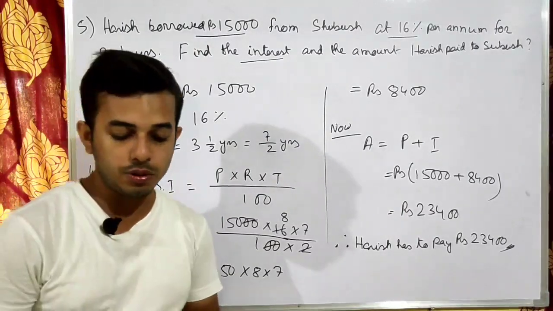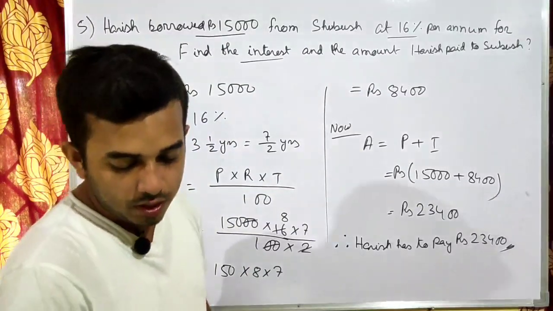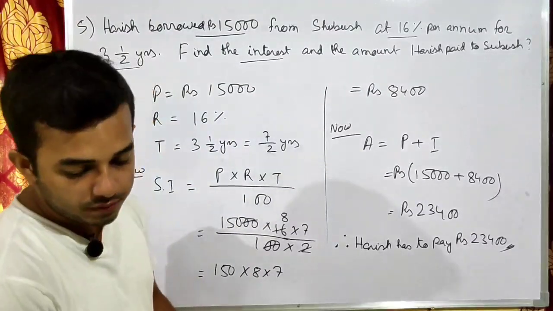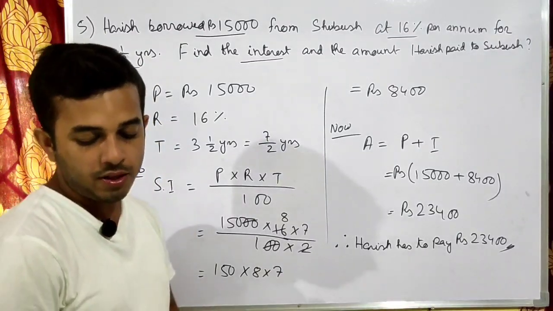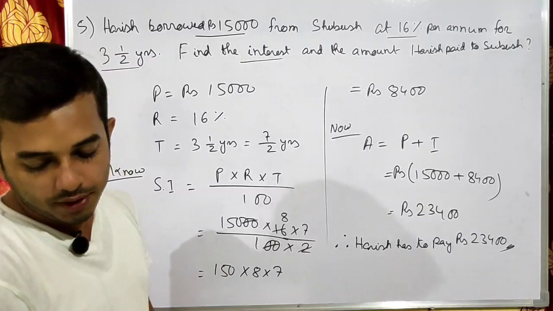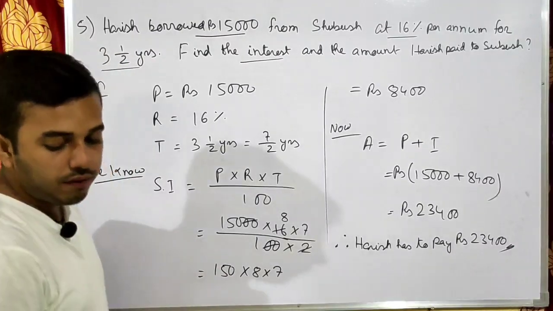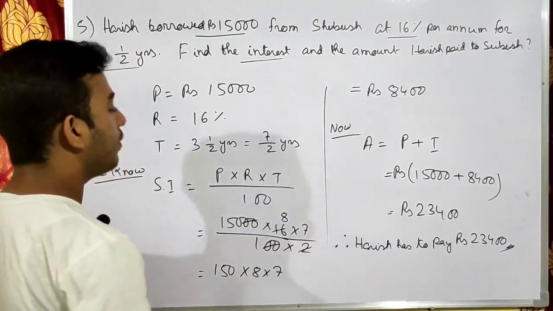So now let's move to the next question, that is question number 6. Surabhi deposited rupees 7,500 in a finance company which pays 15% per annum. Find the amount Surabhi is expected to get after 5 into 3 by 4 years.